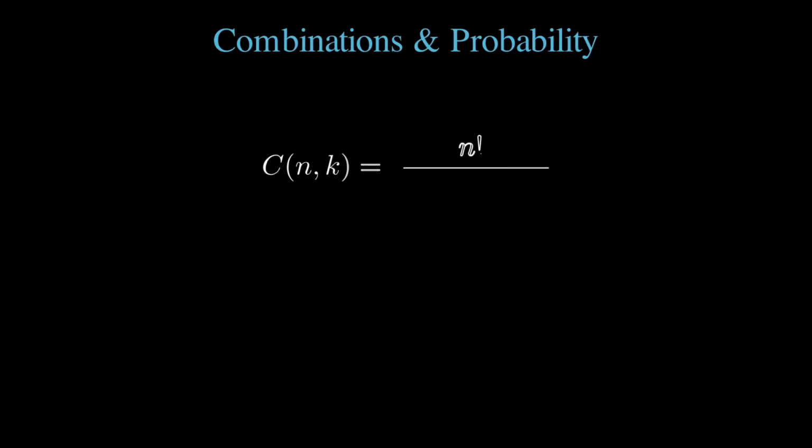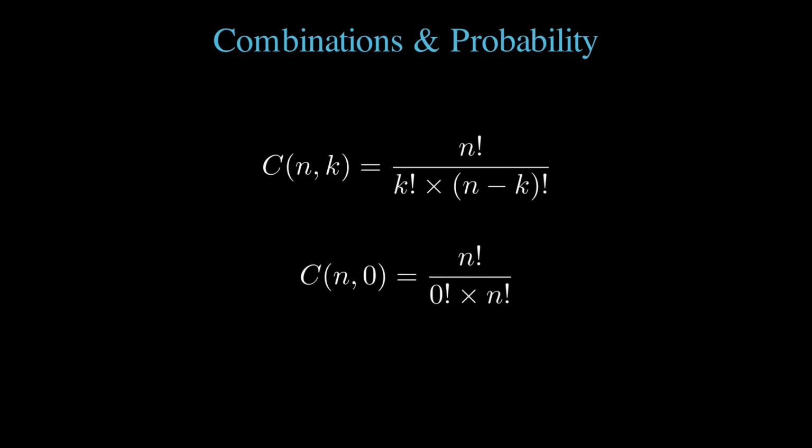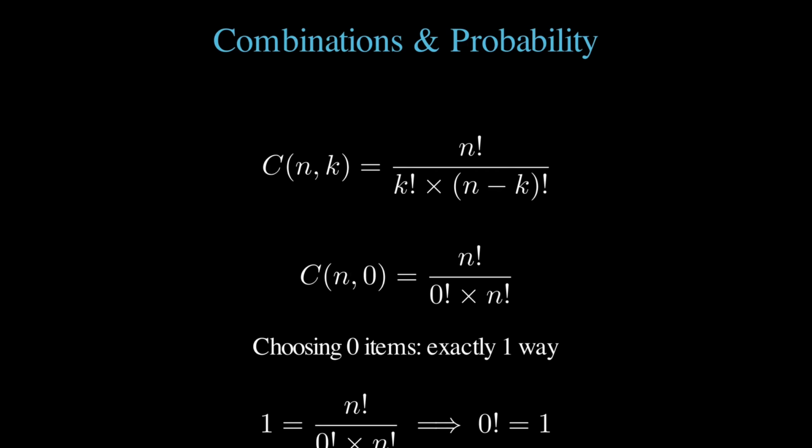Another angle comes from combinations in probability. The binomial coefficient for choosing k items from n is n factorial divided by k factorial times (n minus k) factorial. When k equals 0, you're choosing nothing from n items, and there's exactly one way to do that: do nothing. So C(n,0) equals 1, which simplifies to n factorial divided by 0 factorial times n factorial equals 1. Again, this only works if 0 factorial equals 1.